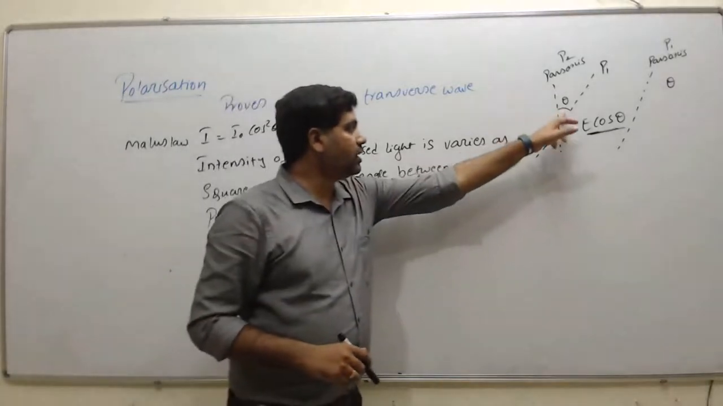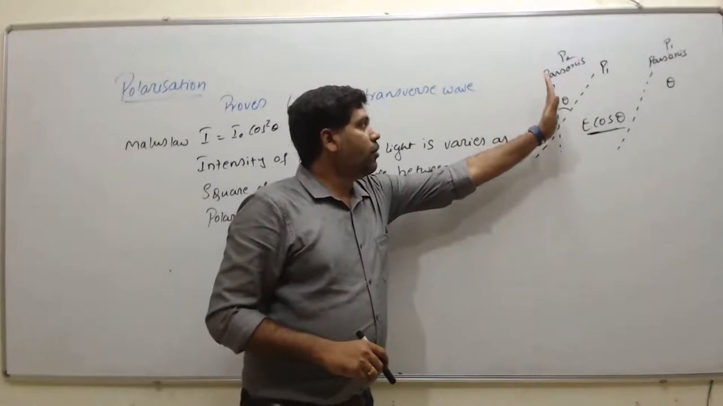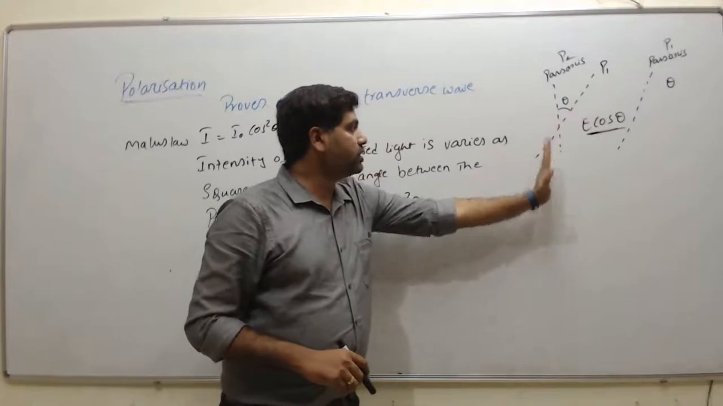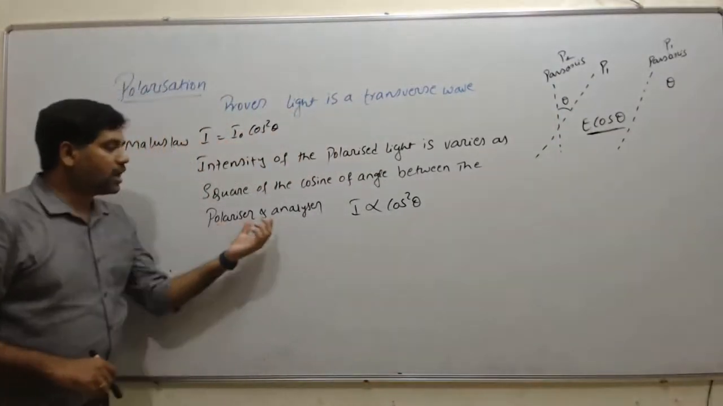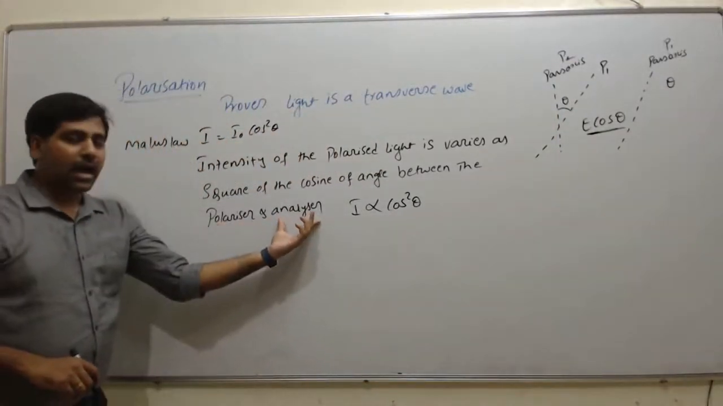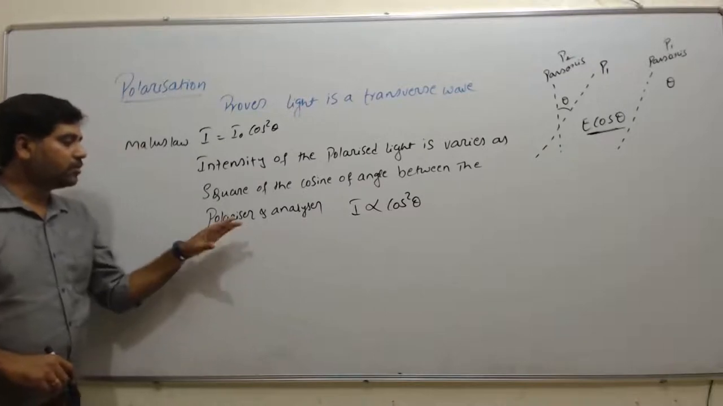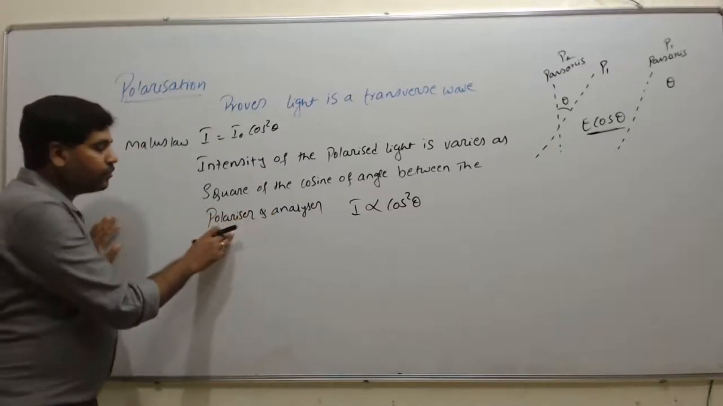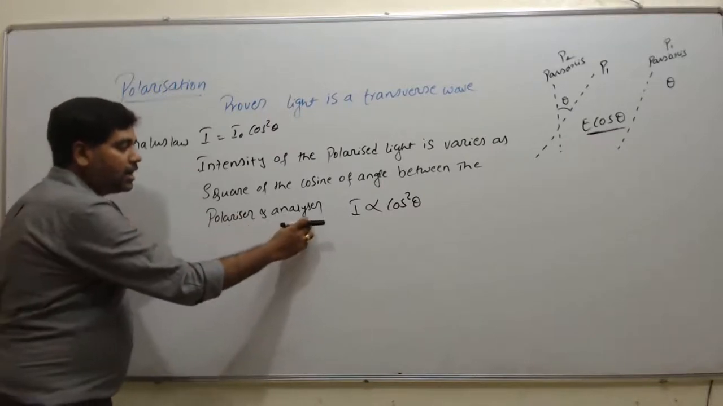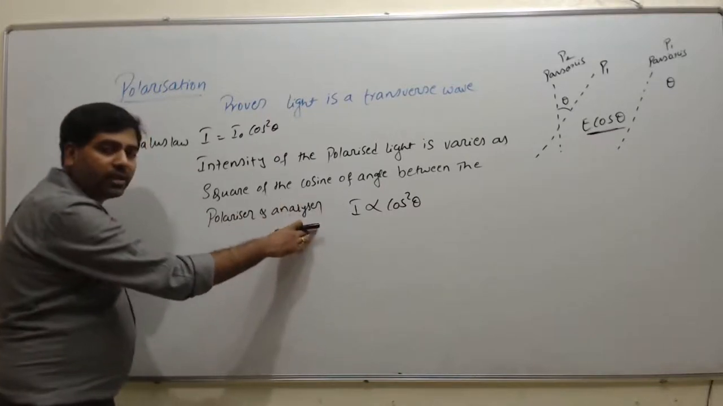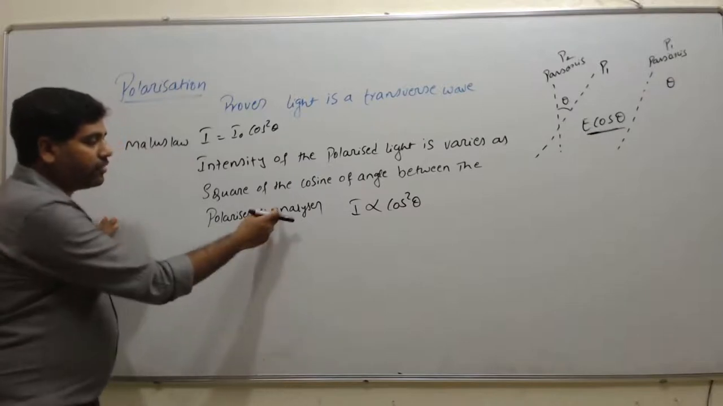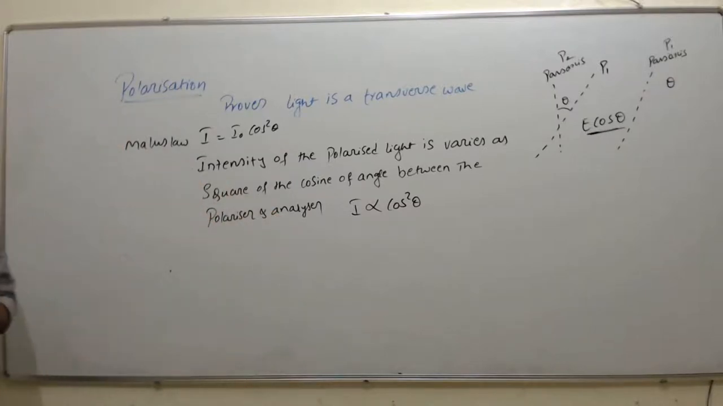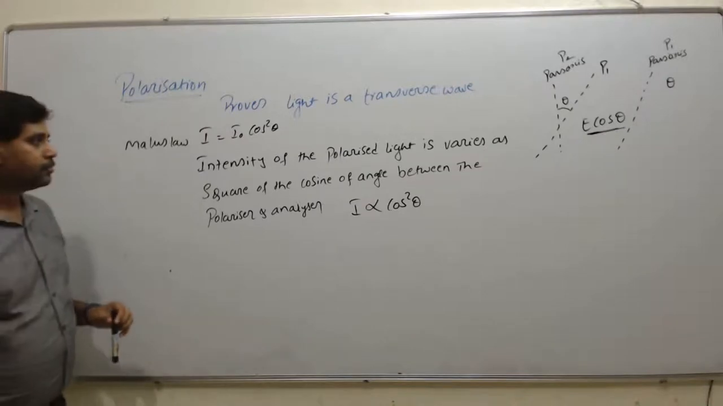So here theta is the angle between polaroid 2 and polaroid 1. That is, polaroid 2 is taken as the polarizer and polaroid 1 is taken as the analyzer. These are the names given. The polarizer polarizes the unpolarized light, and analyzer means here we are observing the intensity. That's why we gave the name analyzer. So this is the statement of Malus's law, right?